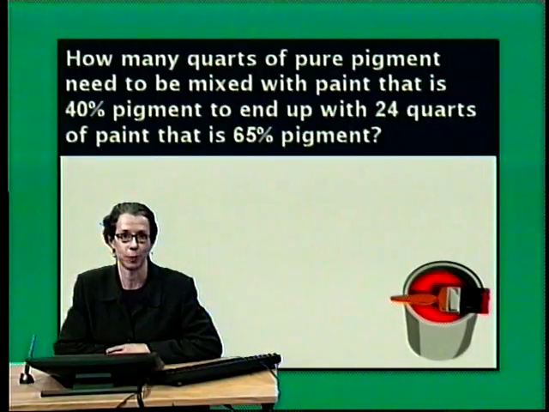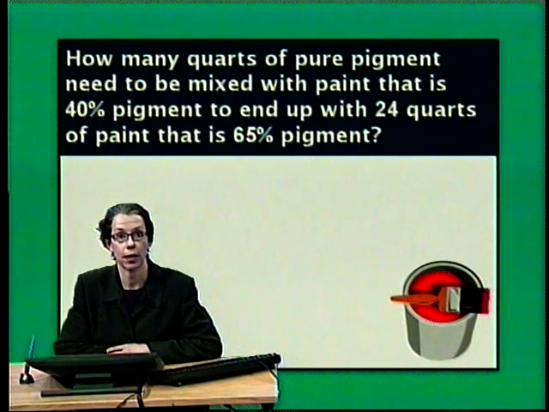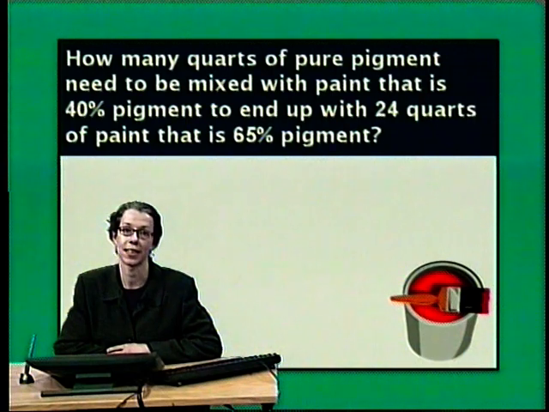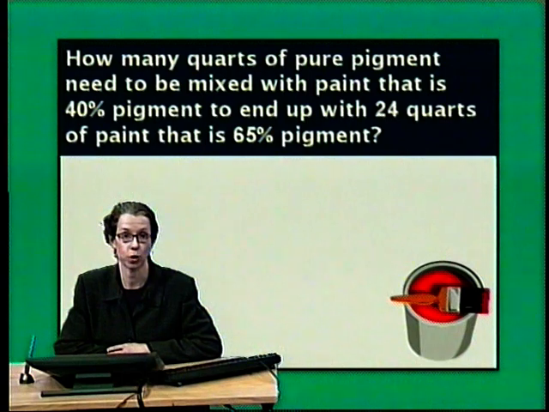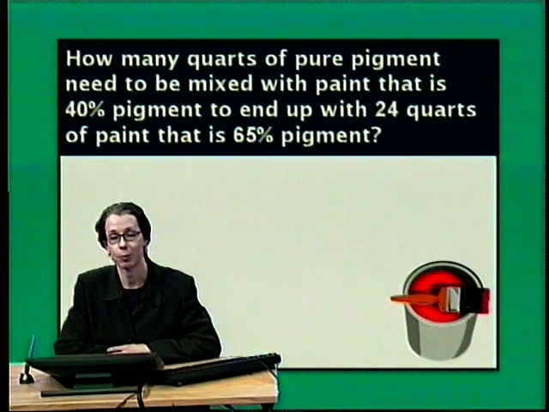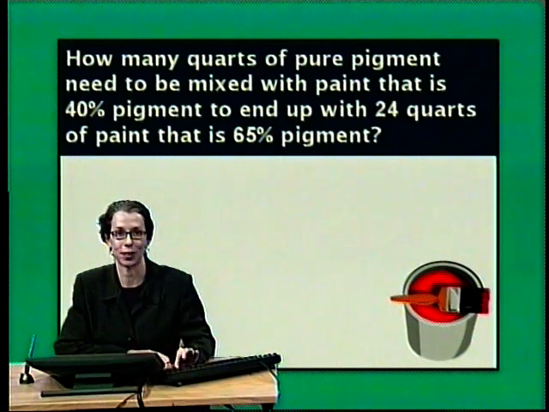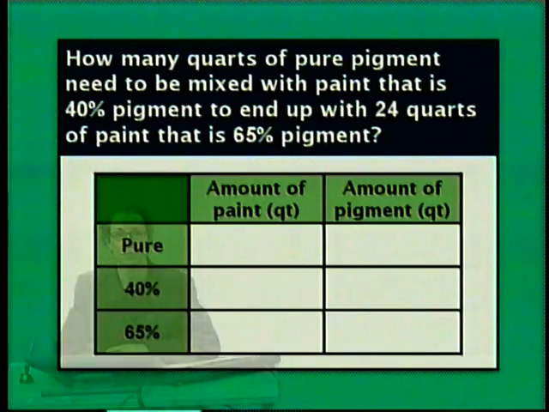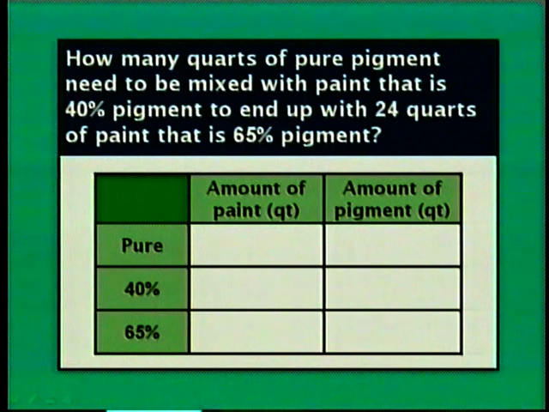Here's the first problem. How many quarts of pure pigment need to be mixed with paint that is 40% pigment to end up with 24 quarts of paint that is 65% pigment? This certainly sounds like the mixture problem to me. I'm going to set up a table to try to understand what's going on here. So in this problem, I'm looking at pure pigment, paint that's 40% pigment, and I want to end up with paint that is 65% pigment.